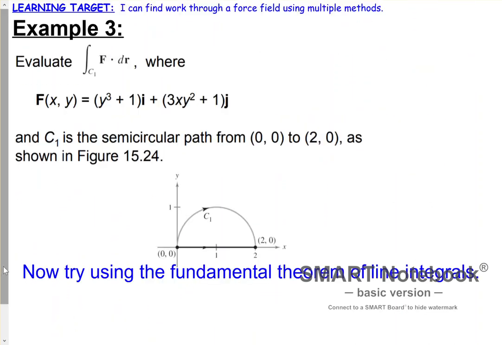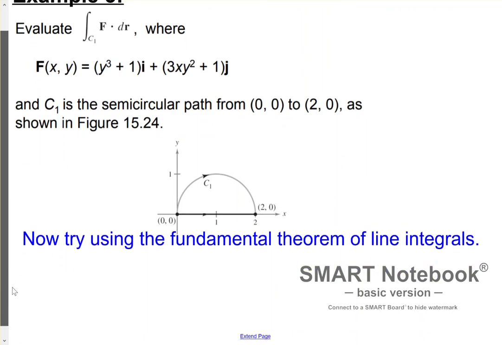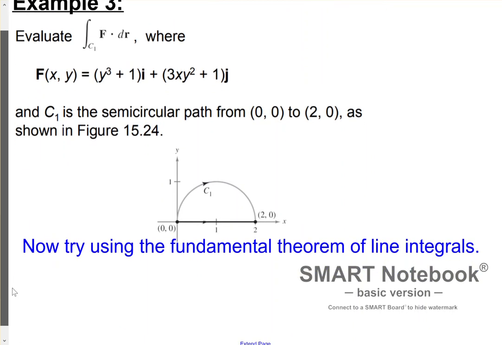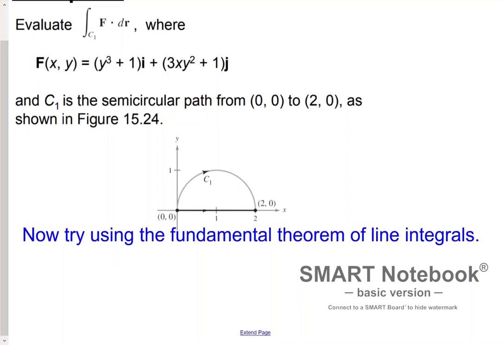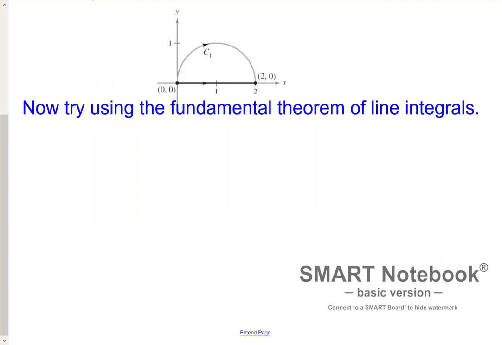We're going to try the same problem again using the fundamental theorem of line integrals. And so that is finding the potential function and doing final point minus initial point. That's usually pretty friendly to do too, but sometimes if you find a smart path, that might actually be your better option. So it's just up to you what you like to do.